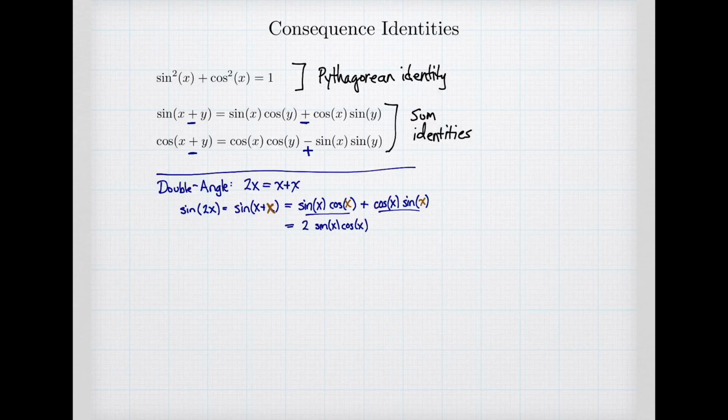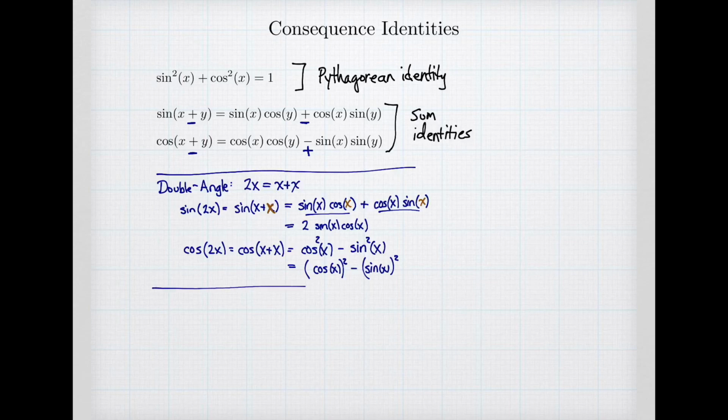If I play the same game with the cosine, the double angle will be cosine of x plus x. And so I get cosine of x times cosine of x, that's cosine squared, minus sine of x times sine of x, and that will be sine squared. And I want to emphasize that when I write this, it means find the sine of x and square it. So this is really a composition. Okay? All right, so that's the double angle formula.